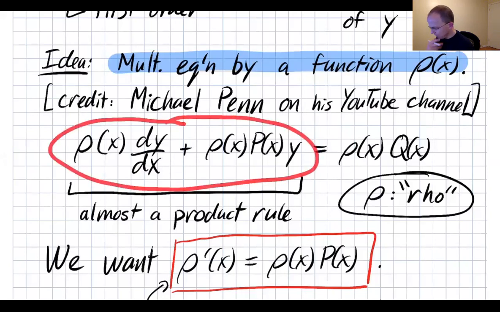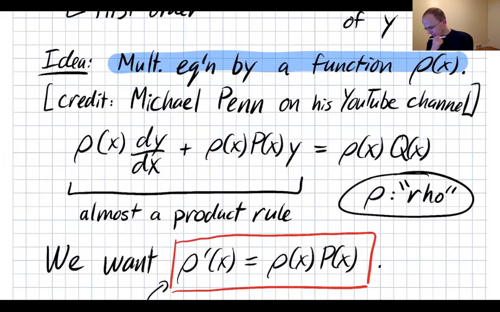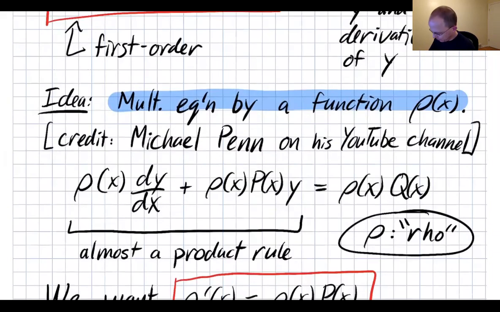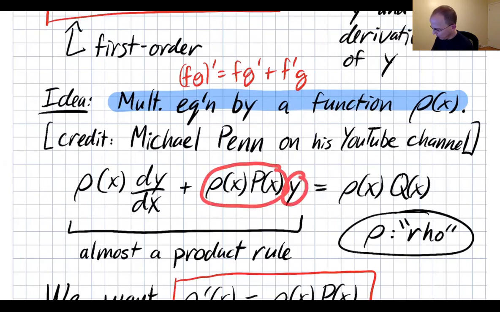If we look carefully at this term on the left, it almost looks like a product rule, right? Let's see, what is the product rule? Maybe I'll just write it here briefly. So this form down here is almost like that, right? We have something times the derivative of y, so that's like f times the derivative of g, and then we have something times y, and that y is kind of like g here.